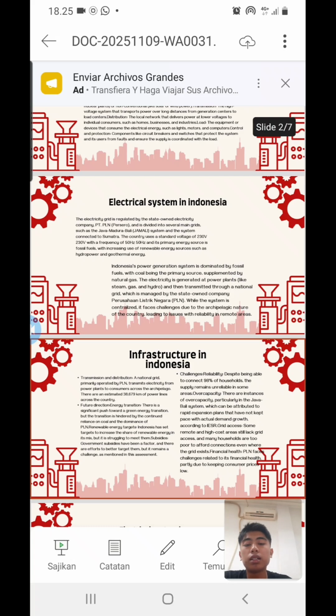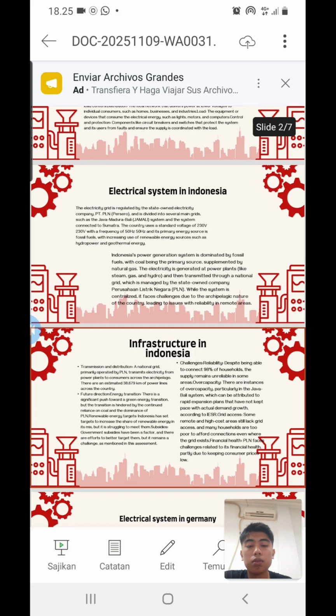When the electricity gets closer to the consumers, the voltage is too high for direct use, and therefore at the substation and the distribution, the voltage is gradually stepped down to a safe level. That's why the electricity can be transferred to homes, schools, and other facilities through the distribution networks.